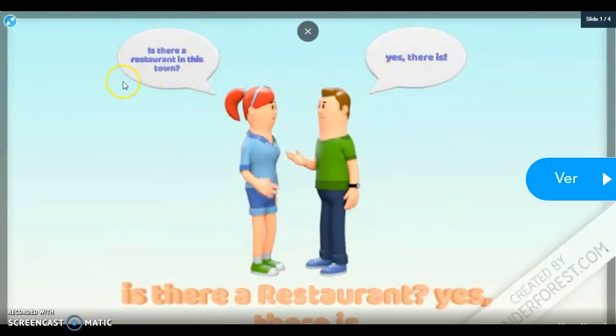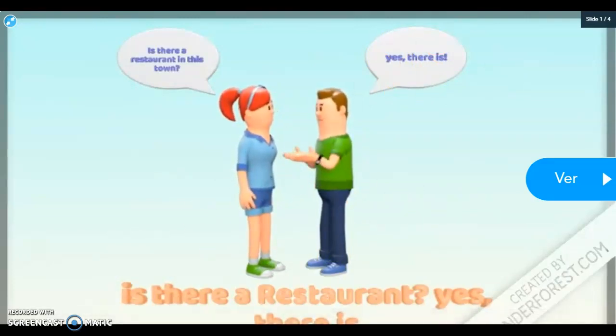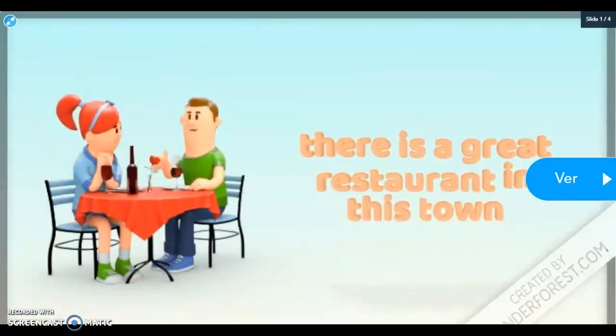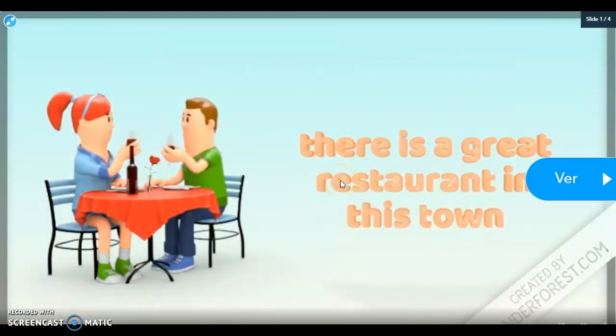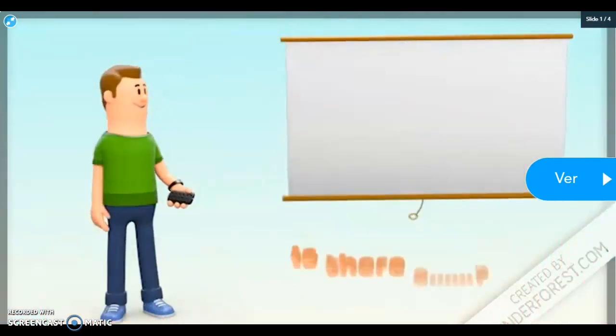So this is the question. Esta es la pregunta. Is there a restaurant? And this is the answer. Yes, there is. En este caso sí hay, right? There is a great restaurant in this town, of course, and there they are enjoying the beautiful restaurant, right?